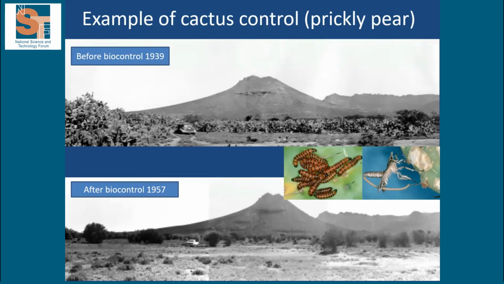So I don't want this to be taken as an indication that biocontrol is extremely effective against cactus species, because it's not. There are several cactus species for which biocontrol does not work really well. And there are several factors that impact the success or failure of biocontrol programs, which I'll get into briefly at the end of my presentation.